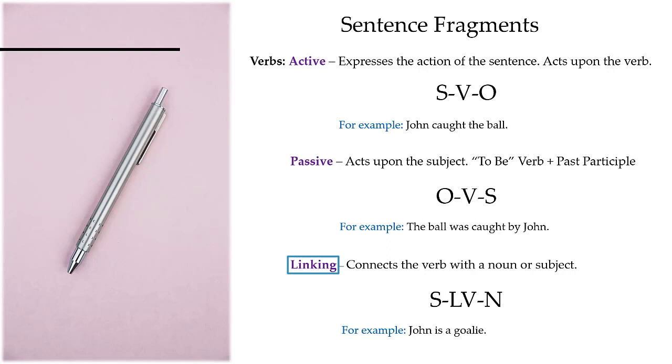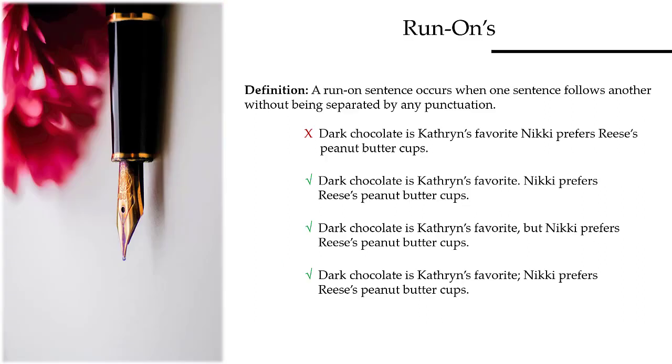What you do want to avoid when you're writing is not having a complete thought by leaving out either the subject or the verb. Now the opposite of a sentence fragment means we don't have enough information to make a full sentence. A run-on sentence occurs when one sentence follows another without being separated by any punctuation. In other words, we have too much going on in a single sentence.